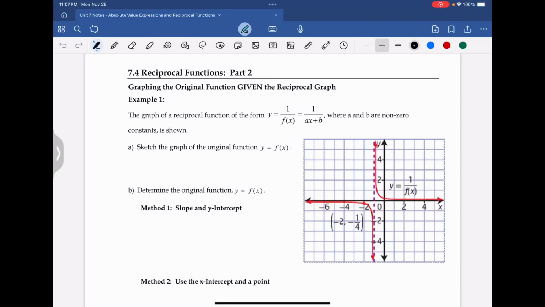All right, so now we're going to go on to lesson 7.4, reciprocal functions part 2, and this is going to be dealing with what happens if we want to state the original function or come up with the original function given the graph of the reciprocal function at some point.